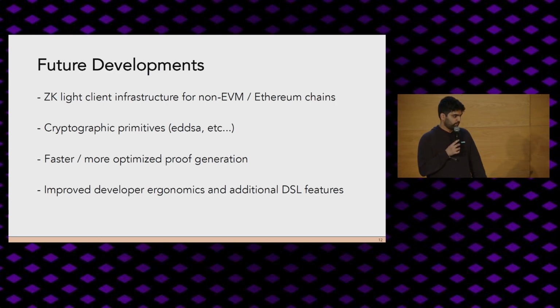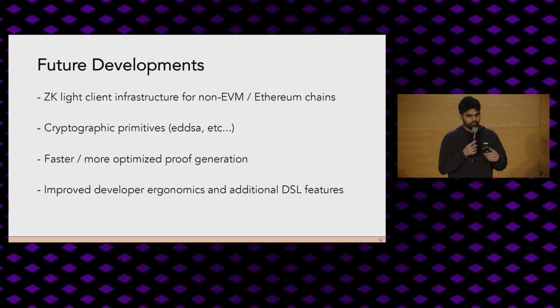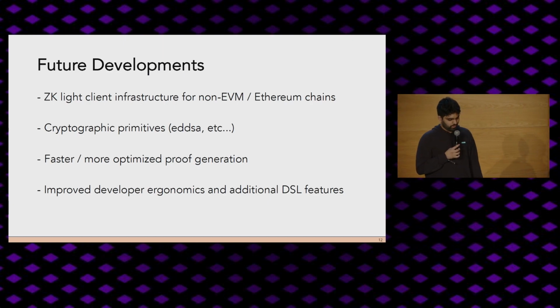And then we want to work on faster and more optimized proof generation for this stuff. There was a ton of work going on in the ZPrize last year, especially on FPGA acceleration and GPU acceleration. We want to take some of this and at least enable some of these primitives to work on hardware as well. And then, again, improve developer ergonomics and additional DSL features so that people using these proof systems don't have such a horrible time trying to bootstrap into the ecosystem. All right, that's it. Thanks.